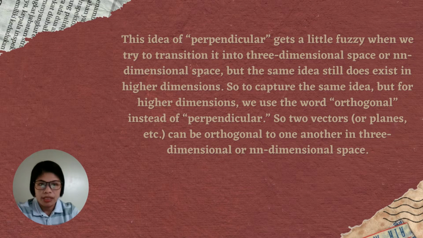So to capture the same idea but for higher dimensions, we use the word orthogonal instead of perpendicular. So two vectors or planes, etc., can be orthogonal to one another in three-dimensional or n-dimensional space.